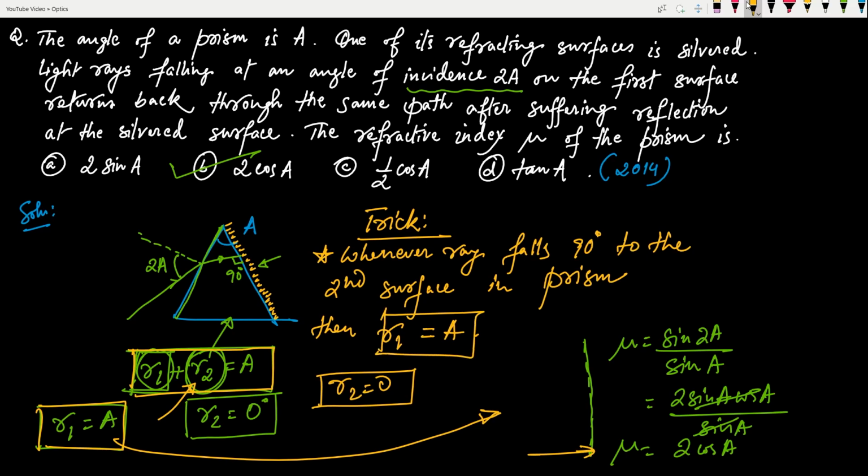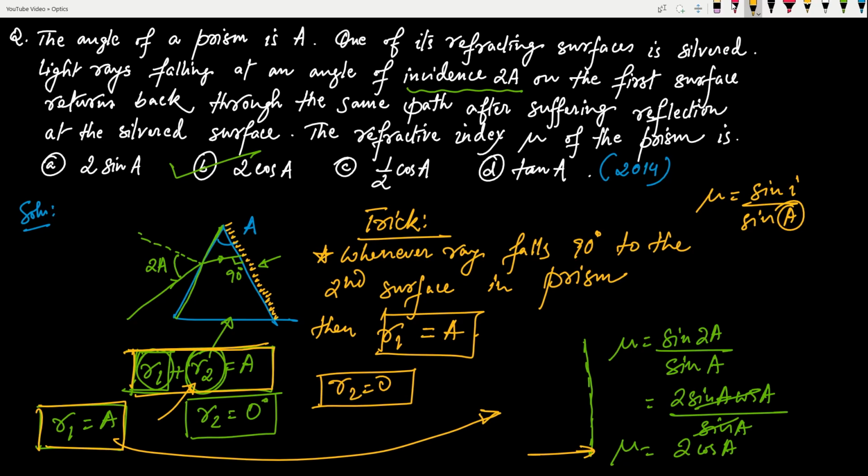Whenever this kind of scenario comes up, where the ray is incident at 90 degrees on the second surface of the prism, we can directly say sine i by sine A, because R1 will always be equal to A. You don't need to put R1 plus R2 is equal to A. Directly you will write that R1 will be equal to A. This is the trick you need to remember.